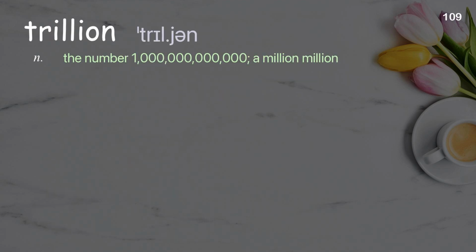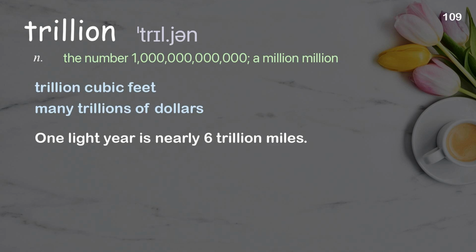Trillion. The number 1 trillion, a million million. Examples: Trillion cubic feet. Many trillions of dollars. One light year is nearly 6 trillion miles.